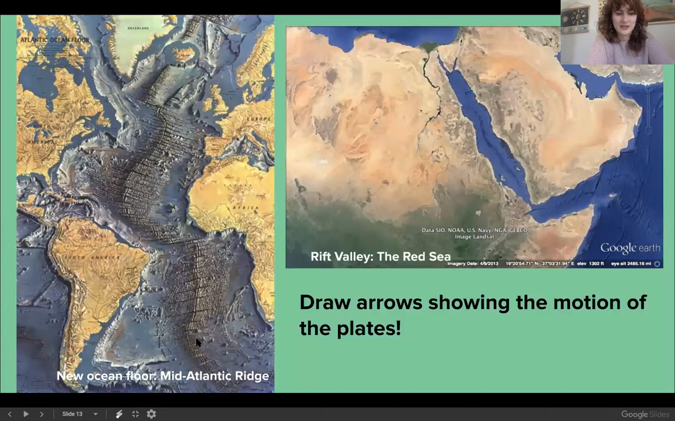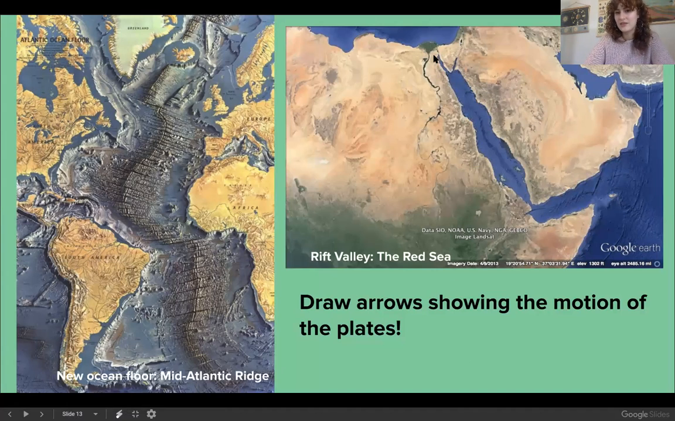Here's two pictures that show what divergent plate boundaries can create on Earth's surface. So what I was just talking about, the Mid-Atlantic Ridge. Here, if we could drain the oceans, this is what we might see. It kind of looks like a very long mountain range. In fact, that's technically what it is. It's a very long mountain range, except it's under the ocean. So this is an example of new ocean floor forming at the bottom of the Atlantic Ocean.